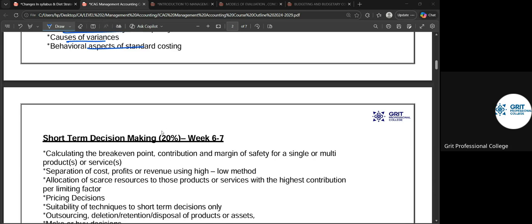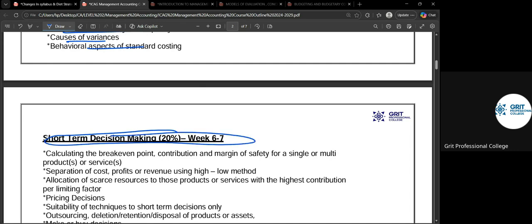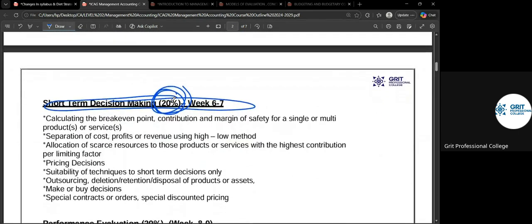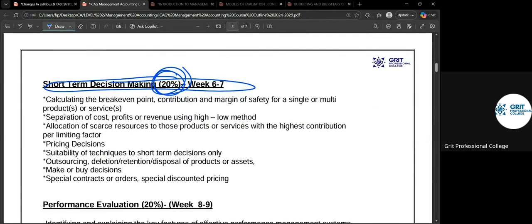Right. So we come to this area, also another area that students run away from. Short-term decision making. It also encapsulates a number of areas, and the mark weighting is 20%, or 20 marks, coming from this area. So 45 plus 20 will give us 65 so far. And so when it comes to short-term decision making, what are the issues you are going to look at there?